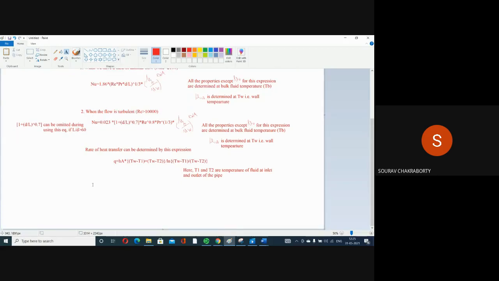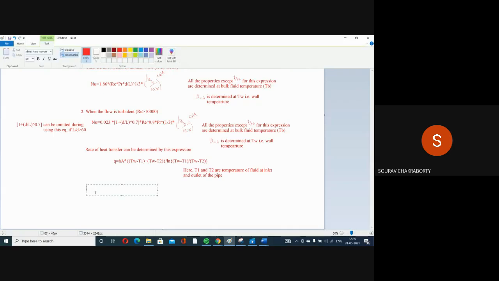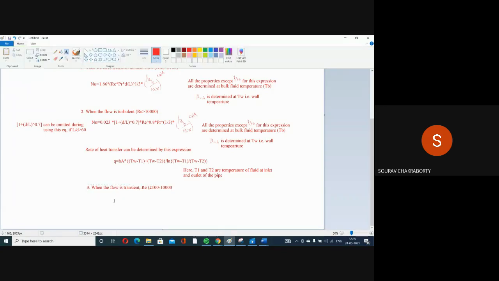If we have a transient flow, that means your Reynolds number is in between 2100 to 10,000. In that case, how to determine the convective heat transfer coefficient? That means what will be the Nusselt number empirical equation?